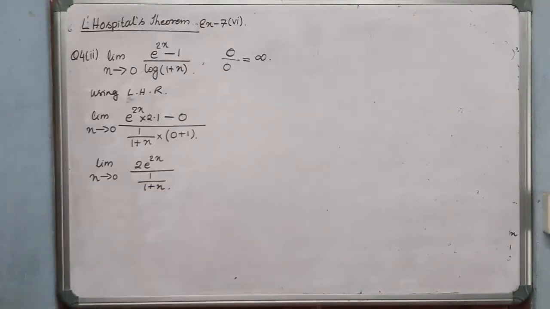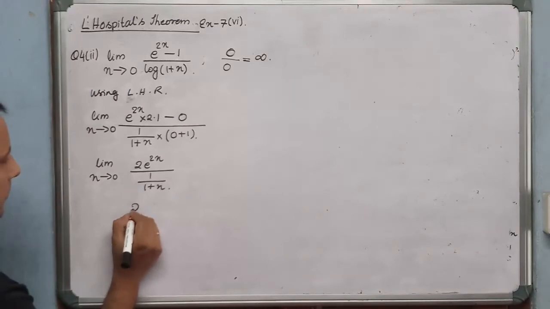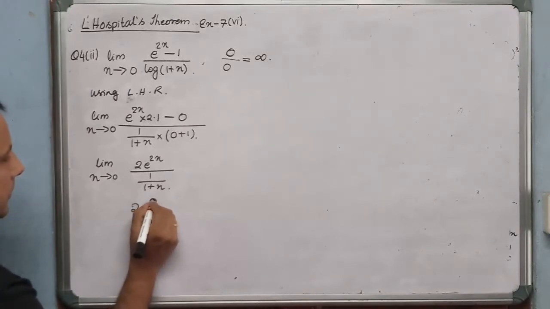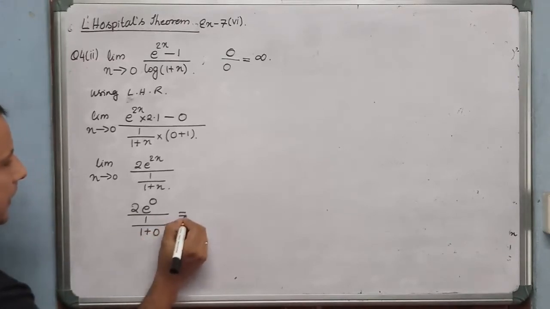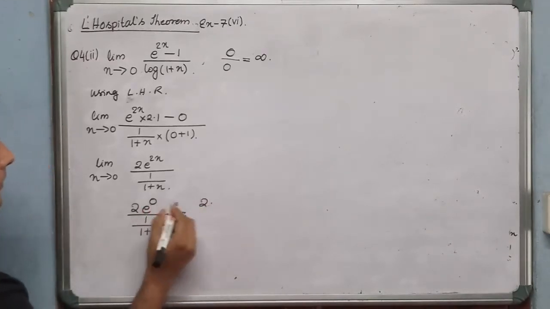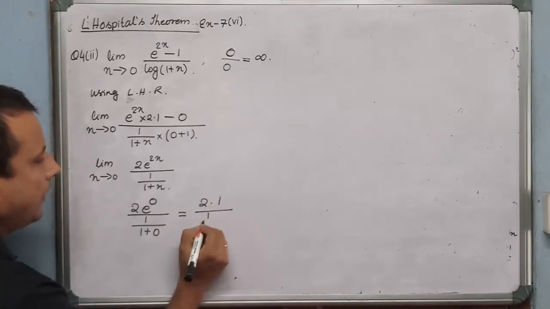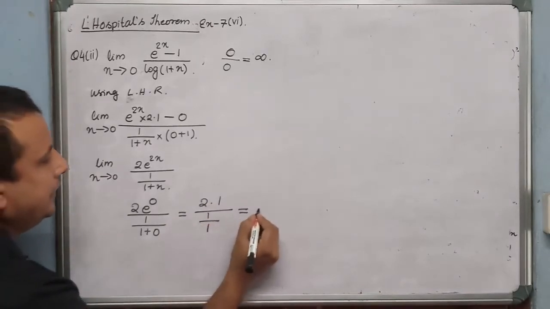Now after the derivative, the simplified quantity will be 2 e to the power 2x over 1 over (1 plus x). Then again I'll substitute the value x tends to 0. It is 2 into e to the power 2 into 0, which is 0, over 1 over (1 plus 0). Now the answer is 2 e to the power 0, which is 1, over 1. Then the answer is 2.